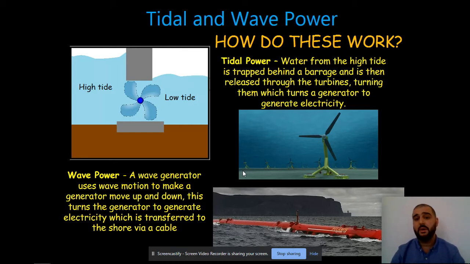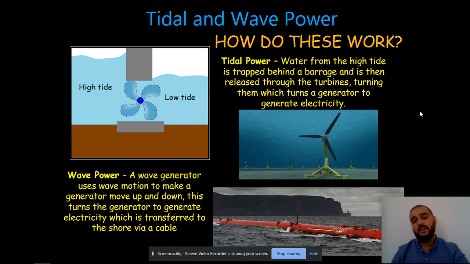Obviously, with tidal power, this is only happening twice a day, and you really need to pick your location. So not all locations are equal, although all the world's coasts actually experience a tidal flow. However, not all would actually be suitable for tidal power. So it says water from the high tide is trapped behind a barrage and is then released through the turbines, turning them, which turns a generator to generate electricity.